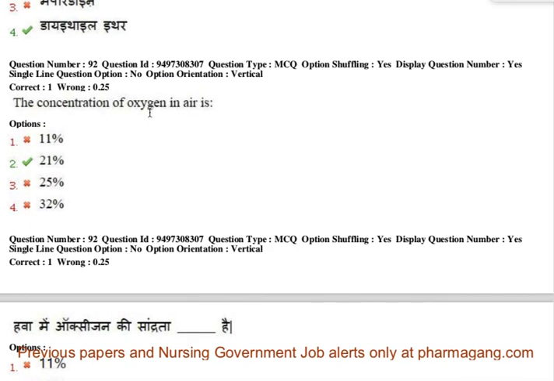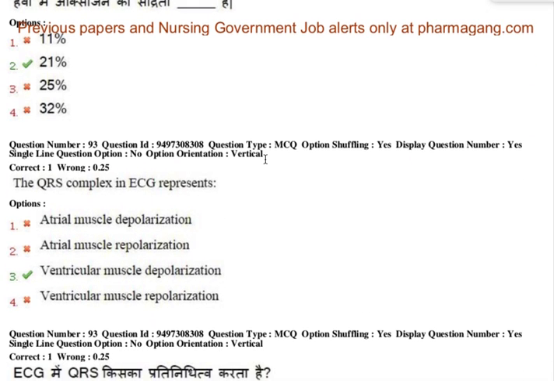Next question, the concentration of oxygen in air is? Right answer is 21%. Next question, question 93. The QRS complex in ECG represents? Correct answer is third, ventricular muscle depolarization. QRS complex in ECG represents ventricular muscle depolarization.